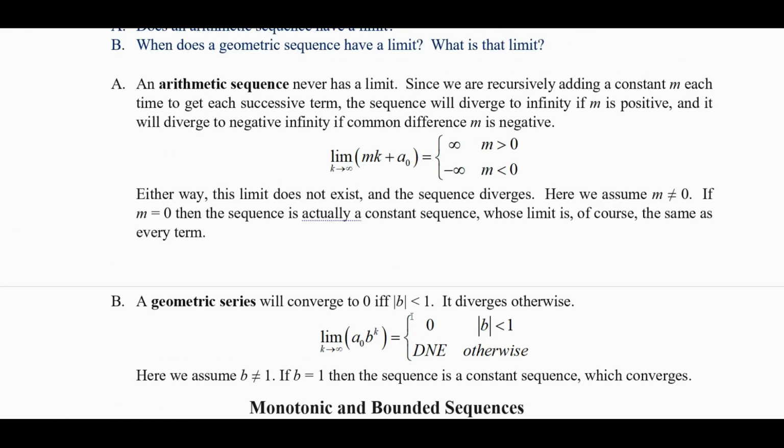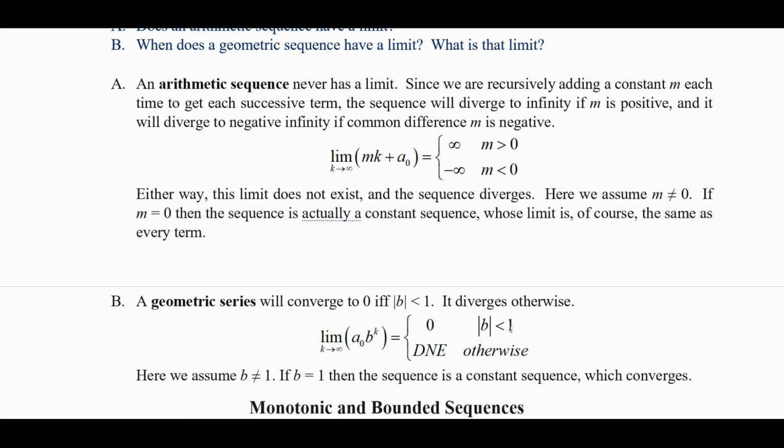If we have a geometric series, it's going to converge to 0 if and only if that base, or the common ratio b, is a number that's between -1 and 1, exclusive. In other words, the absolute value of b is less than 1, and it's going to diverge otherwise. So if k is going to infinity, and our sequence is a sub 0 times b to the k, which is one way to write the form for a geometric series, if the base is small, we've got exponential decay, and it's going to approach 0.